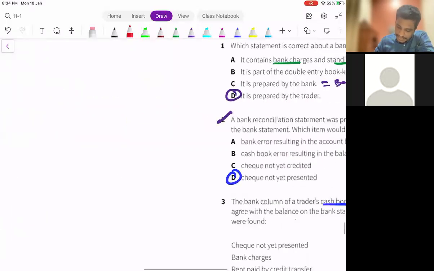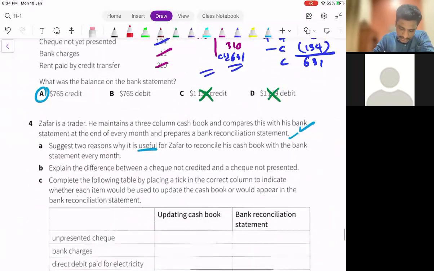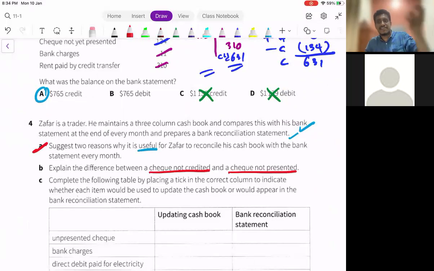Okay, question B. We see the question B. Explain the difference between check not yet credited and check not yet presented. What is check not yet credited? You remember the check that I received, and then I put in the bank already. Bank haven't processed and haven't recorded. Bank is supposed to record in the credit, but they haven't recorded. That's check not yet credited.